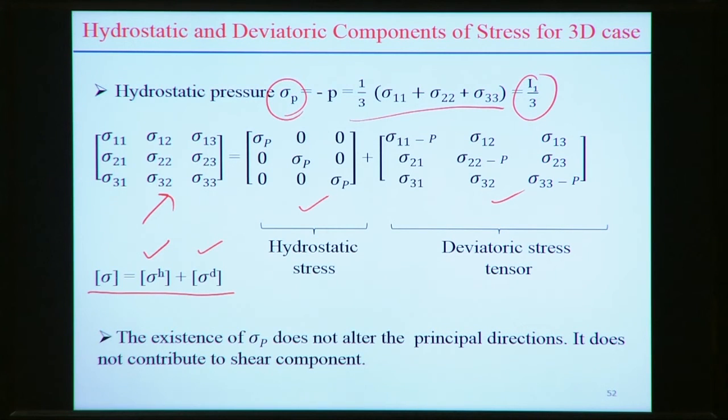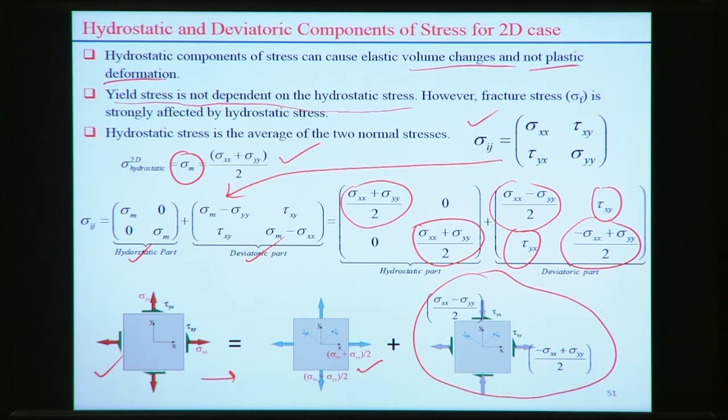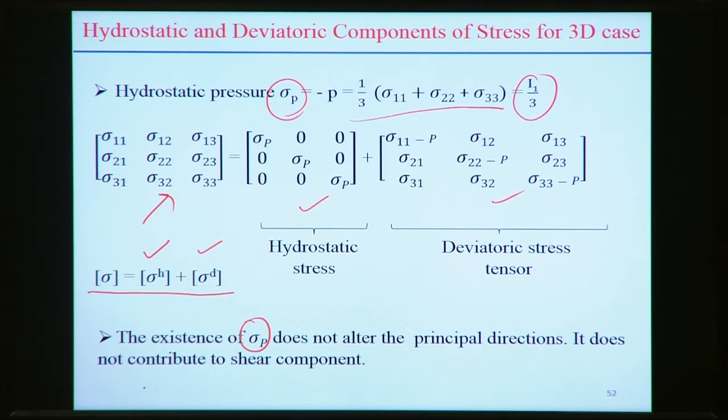But when you separate out the hydrostatic component, that does not alter the principal directions. So principal stress directions remain the same. It is independent of the amount of the hydrostatic stress values, but it does not contribute to the shear component. We have already discussed that pure hydrostatic has only the normal stress component, and the shear stress component is absent. But the deviatoric has both normal components as well as shear components.